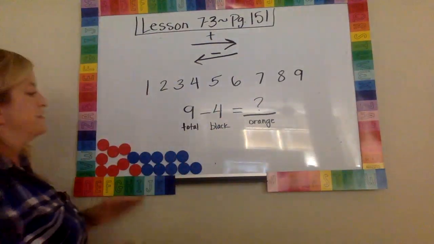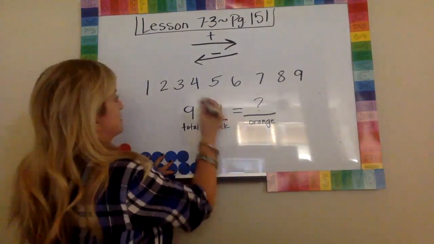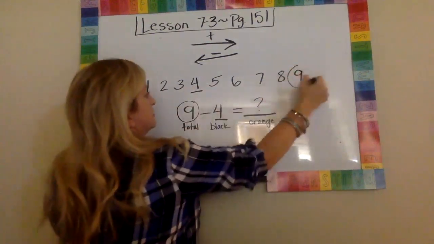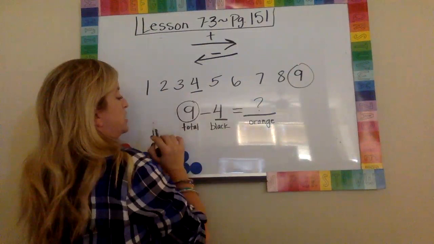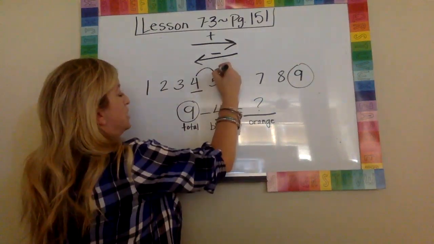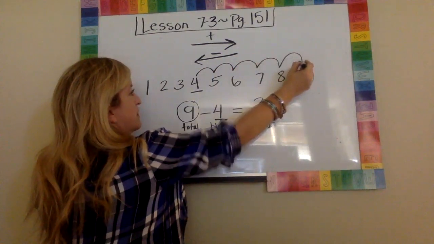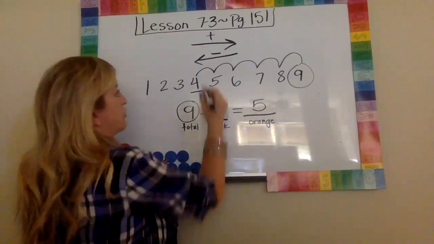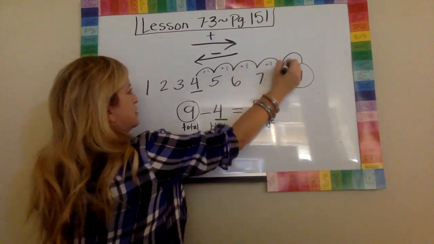So I'm going to go with the old strategy first. I'm going to start at the smallest number, which is 4. I'm going to count on until 9. So here I go. However many jumps I jump is how many are orange. 1, 2, 3, 4, 5. So now I know 5 are orange, and then I go +1, +1, +1, +1, +1.